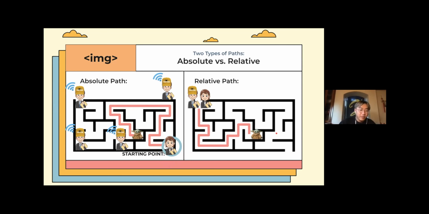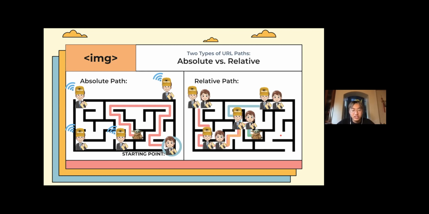And for relative paths, it's a little bit different. With a relative path, you can be at a different place and still guide her to the baby Yoda. So you see, these are different directions. But whenever you are at a different location, you're always moving with her. So she always starts with you in the maze, and you can even be right next to the baby Yoda and still guide her there.